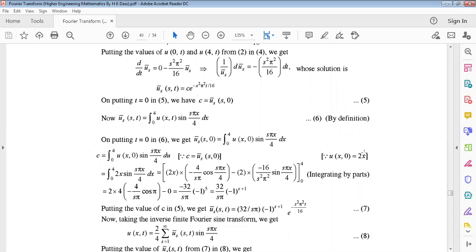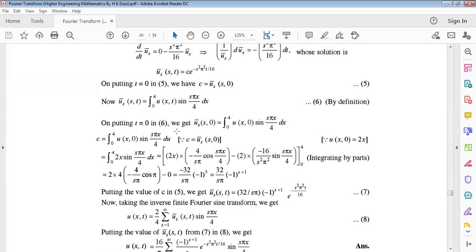Again u(x,0) equals twice x, given from the boundary condition. The integral from 0 to 4 of u(x,0), which equals 2x, times sin(s pi x/4) dx. It transforms to 2x, remember it, because the functional value is twice x. Now taking integration by parts: u is 2x, and the integration of sine is minus cos dividing with the coefficient of s pi by 4, this is why this will be 4 by s pi. And this minus the differentiation of twice x, which is only 2.